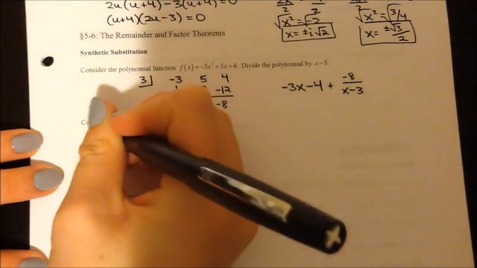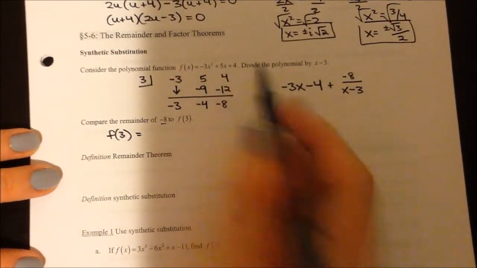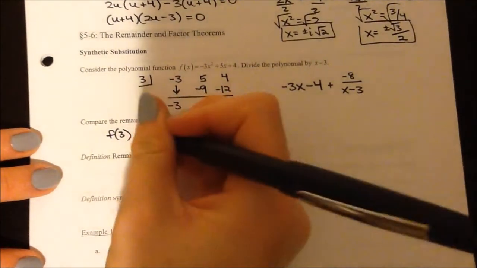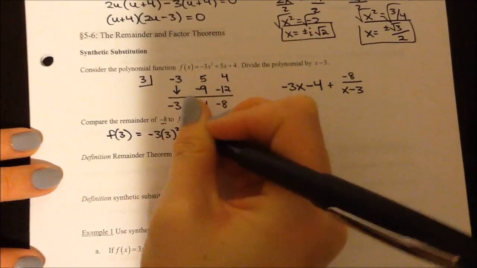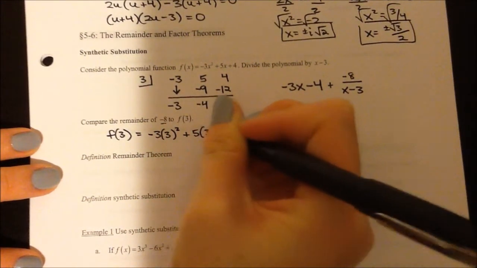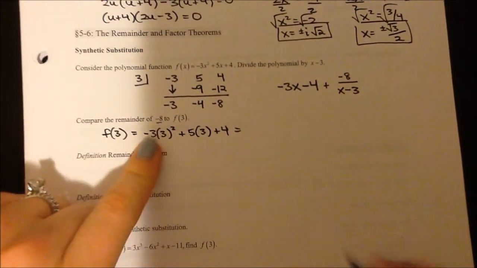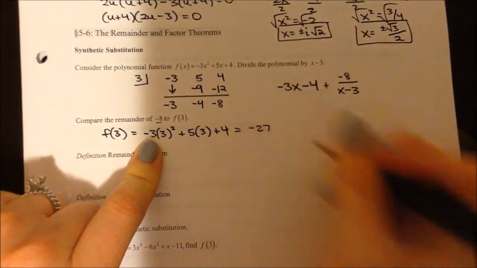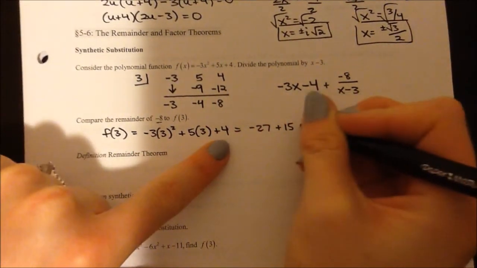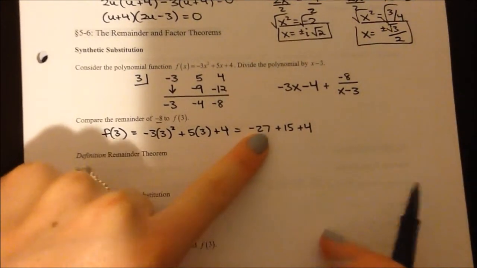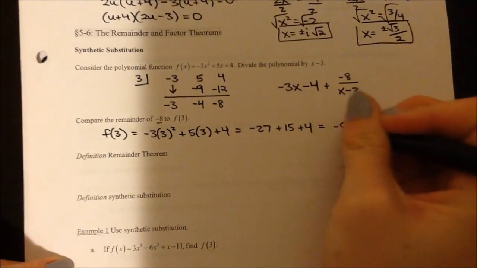So f of 3, remember what that means is I take my polynomial up here and I plug in 3 for every x. Okay, so this 3 squared is 9 times negative 3 is negative 27 plus 15, and then plus 4. So this is a negative 27. This ends up with a positive 19. So I add those together and I get a negative 8.